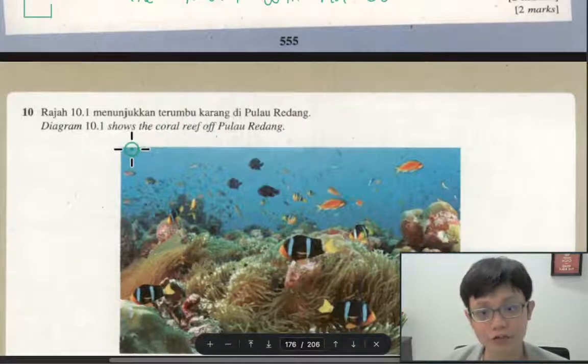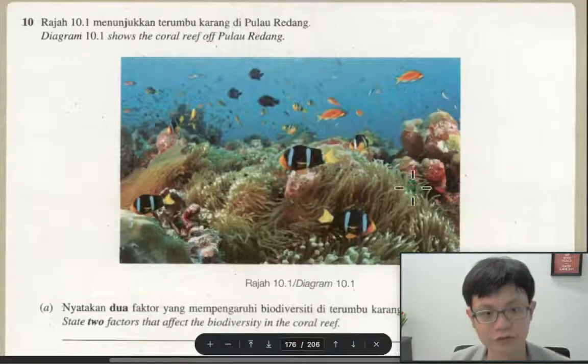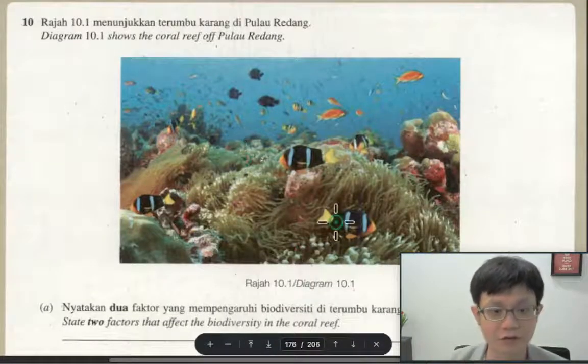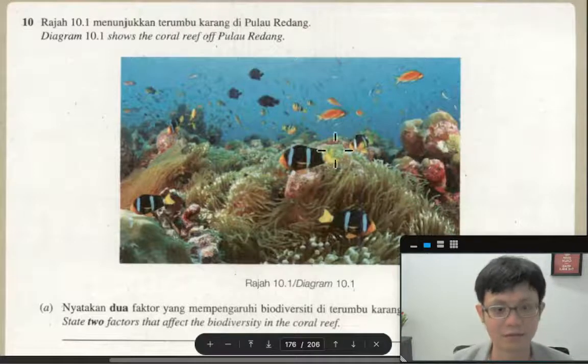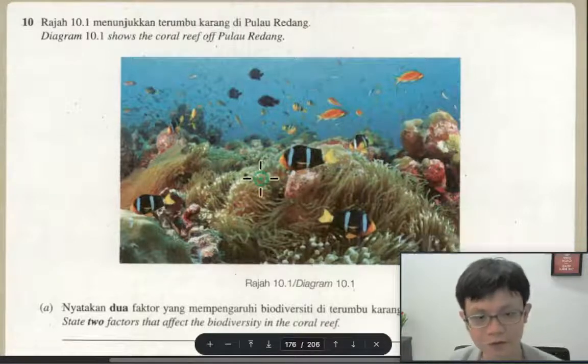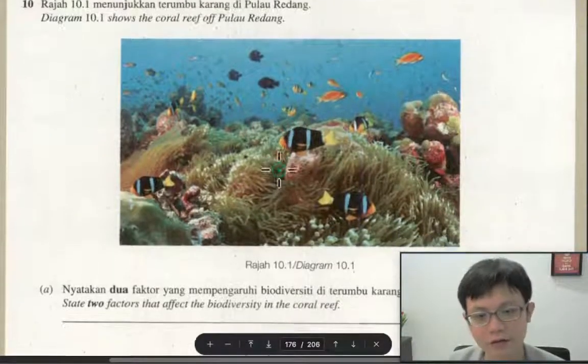Diagram 10.1 shows a coral reef in Pulau Redang. Wow, so it's Pulau Redang. Snorkeling, then you can see. Maybe you should go, after this COVID, then you can go and visit this place.